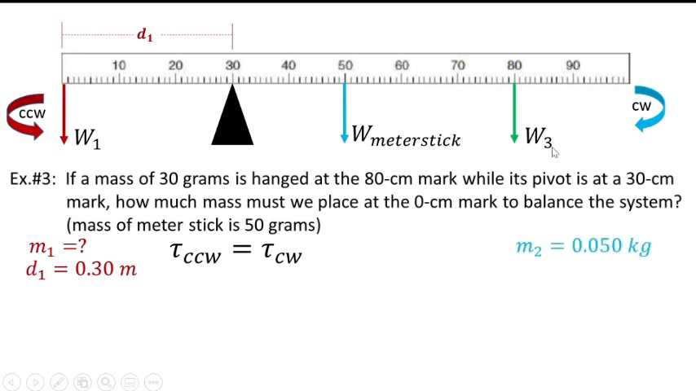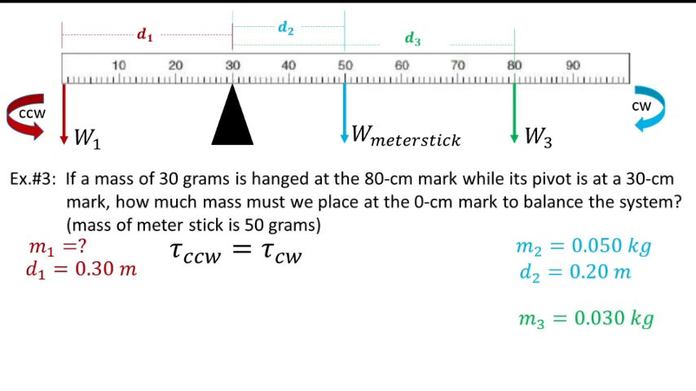And on the other side, the mass of the meter stick is also given, and its distance again from the pivot is D2, so this one. Its lever arm is 0.02 meters. While for weight 3, which has a mass of 0.03 kilogram based on the given, since it is at the 80 cm mark, we will get its lever arm. From the 80 cm mark to 30, the distance between the pivot and weight 3 is 50 cm.